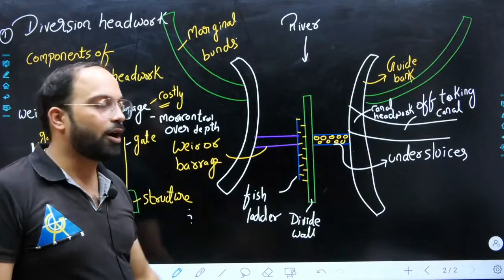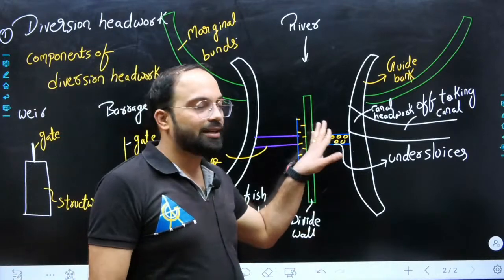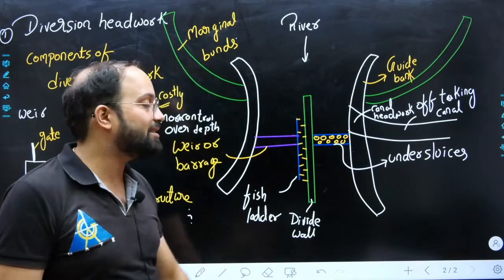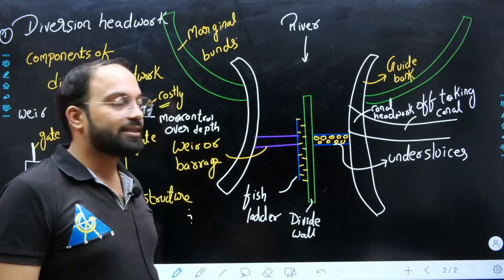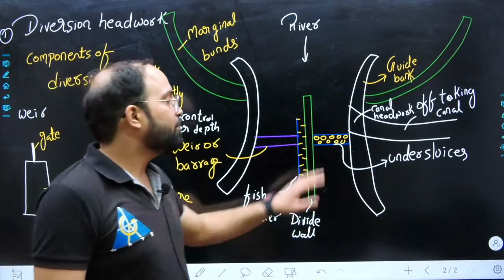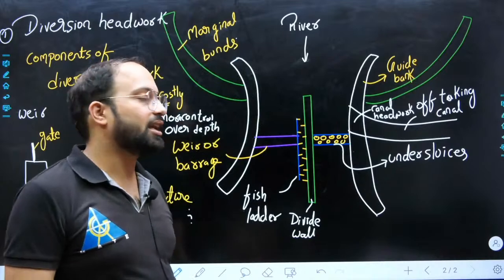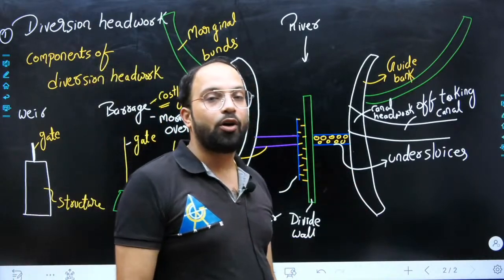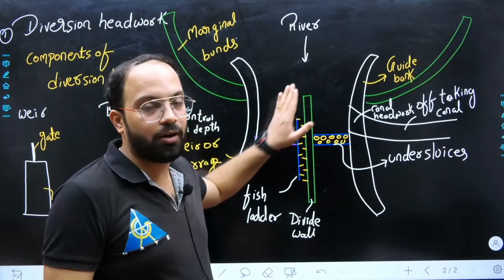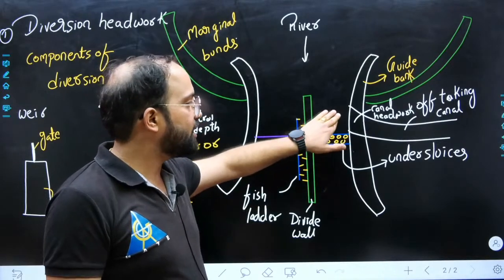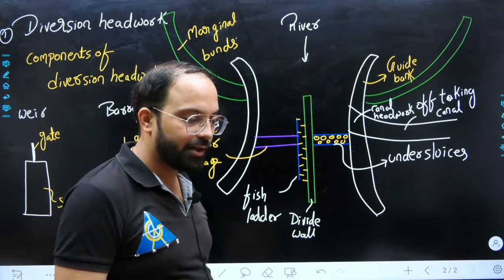Because of the silent pocket, all the silt got settled down. I hope this is clear, guys. All the silt got settled down so that the water which enters the canal does not have more silt, because more silt is sedimented near your canal head.